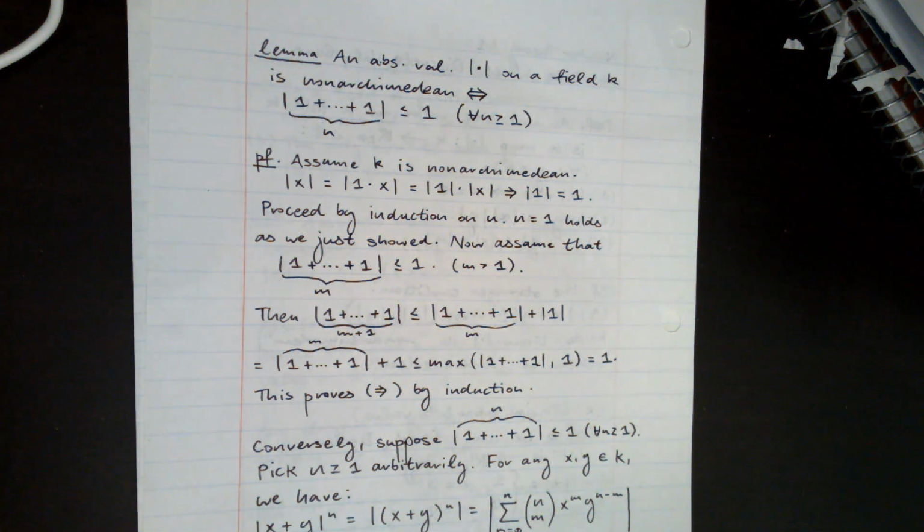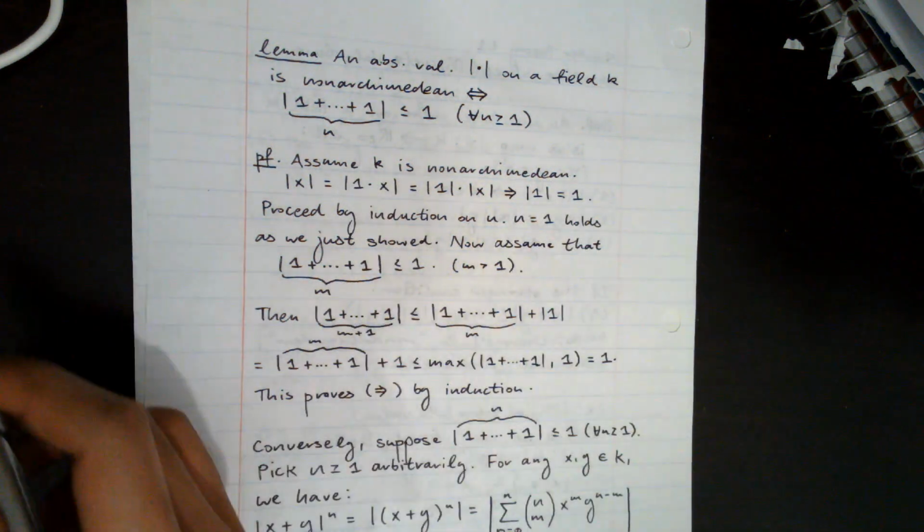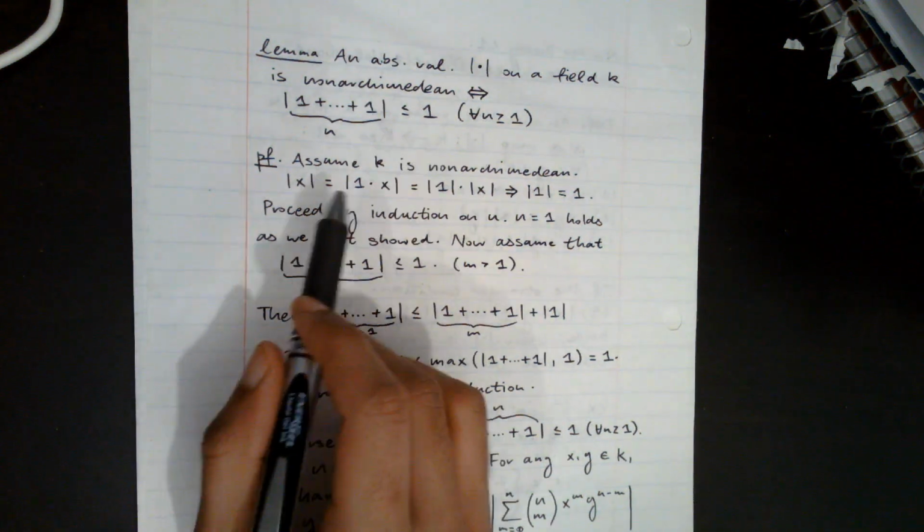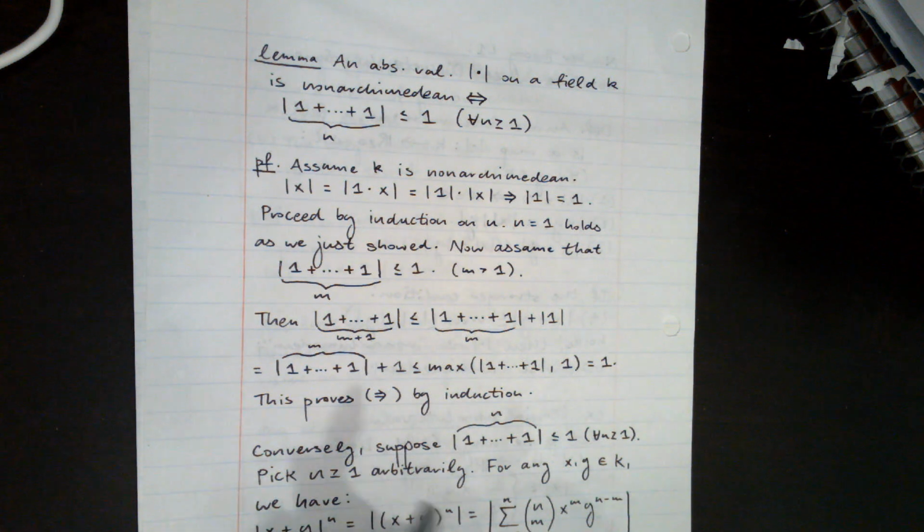Okay, how do we prove this? The forward direction is more straightforward than the converse, and this is a simple induction argument. So we assume k is non-Archimedean, and we want to show that this property in fact holds. One thing we need to show, and that's going to be quite important as well, is that the absolute value of 1 in the field is always equal to 1 in the reals.